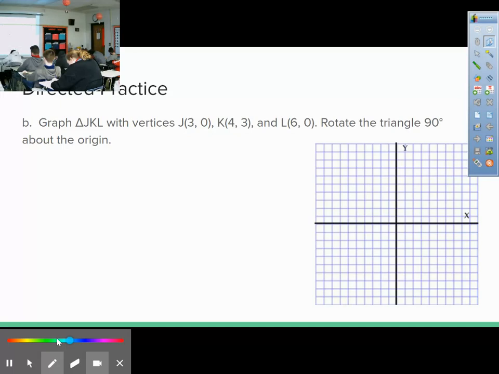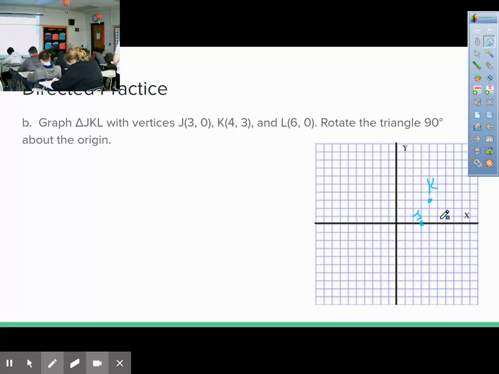So J is 3, 0. I have a hard time remembering 3, 0. Which axis does that go on, the X or Y? It goes on the X-axis. So plot 3, 0 on the X-axis. So there's J. K is 4, 3. And L is 6, 0. And then you draw your triangle. All right, now it says 90 degrees about the origin.